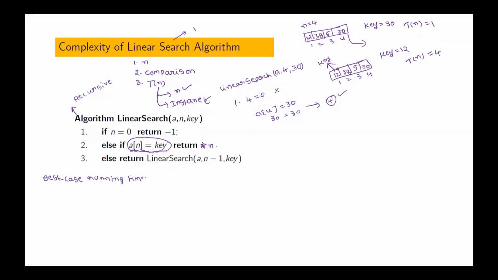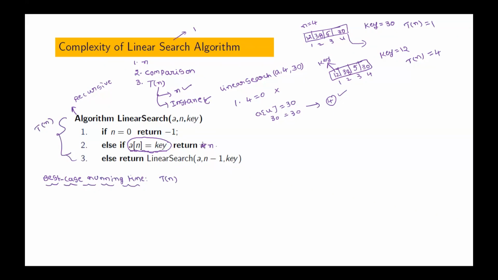What is best case running time? In the best case, how many times is the comparison operation performed when n is the input size? When n is the input size, the total time this algorithm takes, I denote T of n. How many times is that operation performed? In the best case it is one, sir.